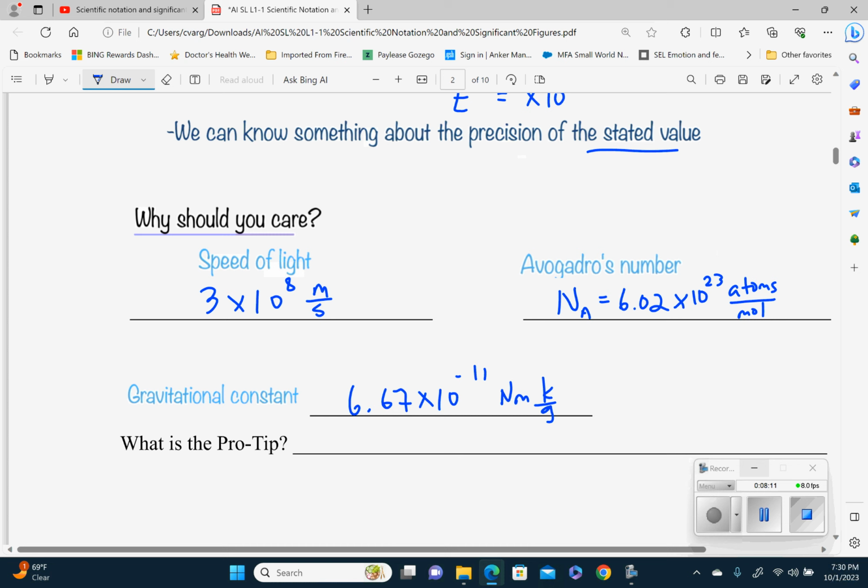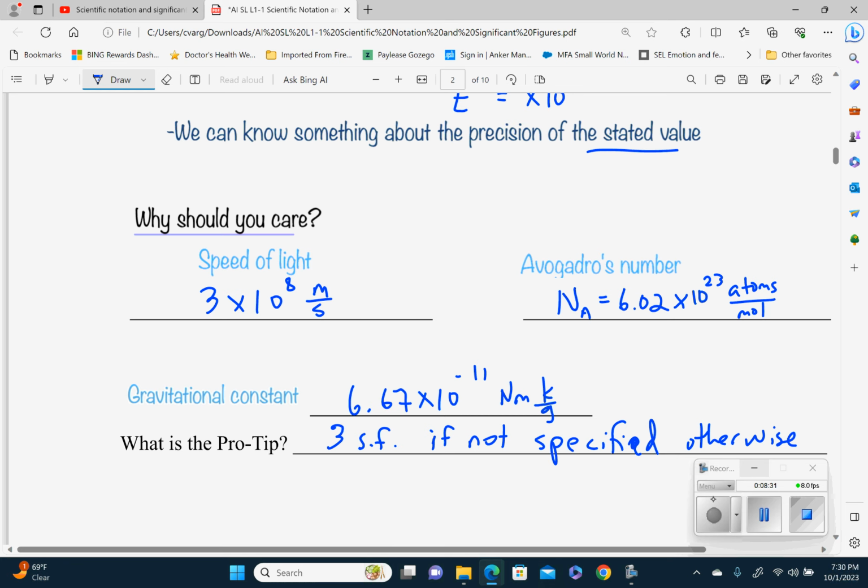And just so you know, the pro tip is remember to round to 3 significant figures if not specified. For IB, everything is 3 significant figures if it's not specified otherwise. And that is our pro tip.